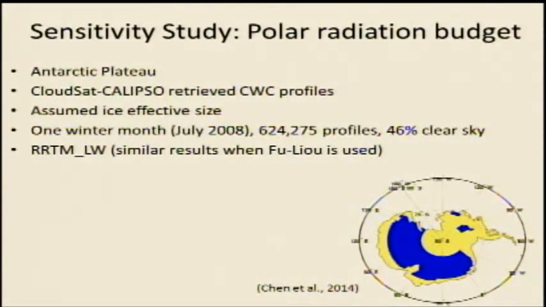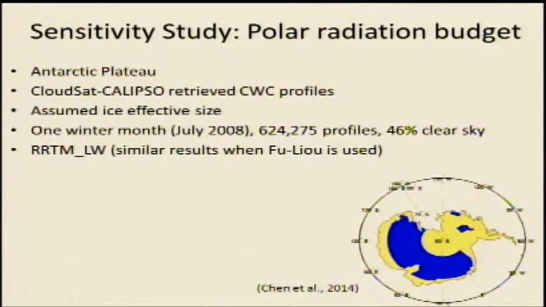So the sensitivity study we did here is we single out the Antarctic plateau, so basically the altitude higher than 2 kilometers. And then we use the CloudSat CALIPSO joint retrieval of the cloud and water vapor content profile. Because the ice size was not retrieved here, we don't have that much confidence, so we just assume a sensitivity study. We assume 2 typical different ice particle sizes. And we take 1 winter month, and you can see that's more than 500,000 profiles there, and actually 46% of them are clear sky.